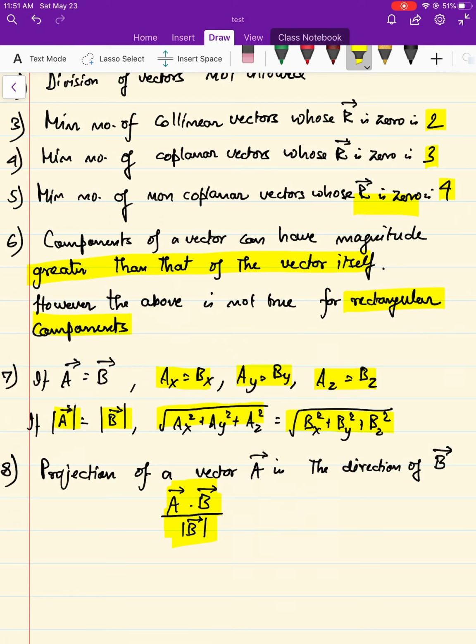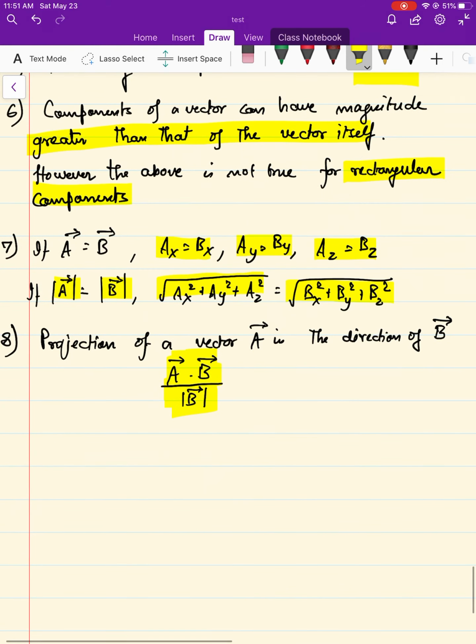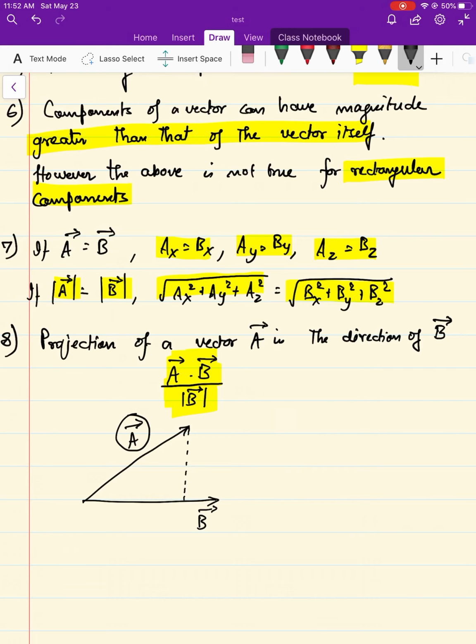Now we talk about the final portion, which is a little interesting, which says that the projection of a vector a in the direction of b is given as a dot b divided by the magnitude of b. So let's draw this example and see how to understand it. These are two vectors, as you can see over here, this is the a vector, this is the b vector, and then I do a projection of this vector over here, right? And we are saying, what is the value of the projection of the vector a onto the vector b?